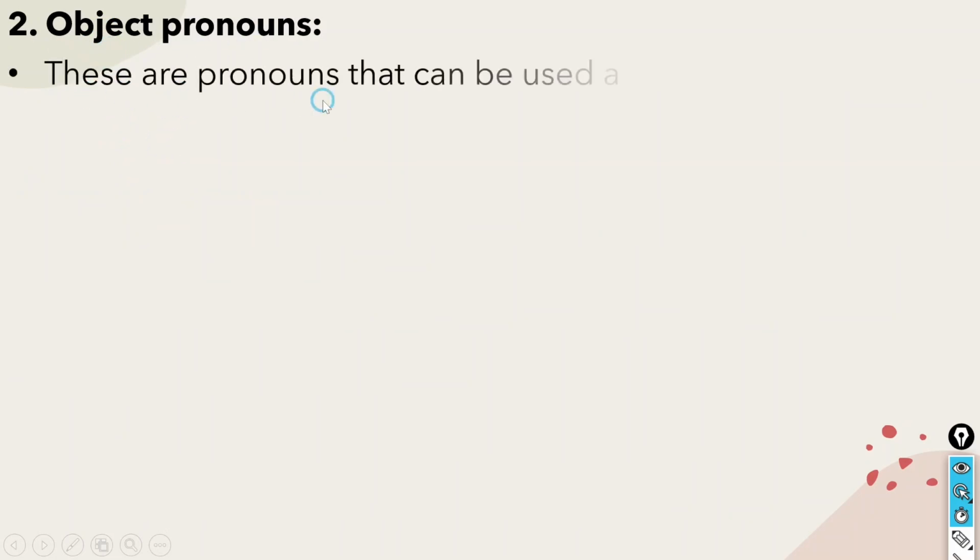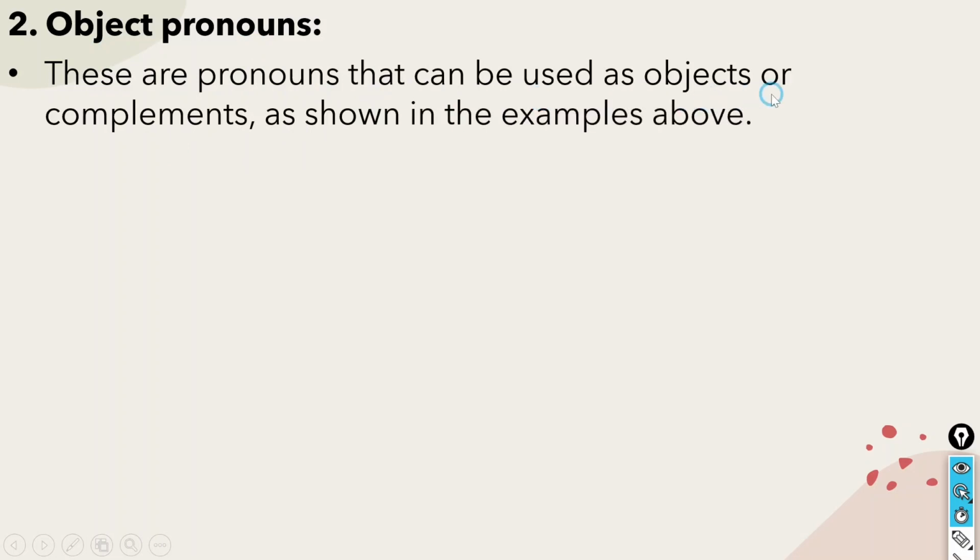So we are saying these are pronouns that can be used as objects or complements, as shown in the examples above. Under object pronouns, we are saying these are pronouns that can be used as objects or complements. So those pronouns that act as objects in a sentence, or the receiver of the action, or to whom the description in a sentence is directed, become, under types of pronouns, objective pronouns.